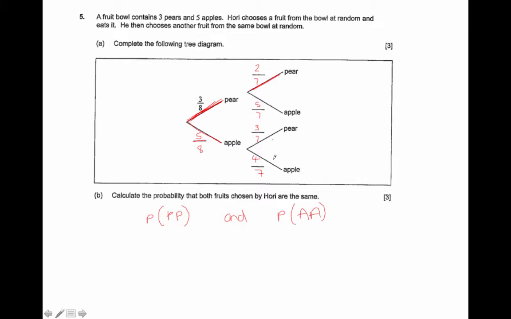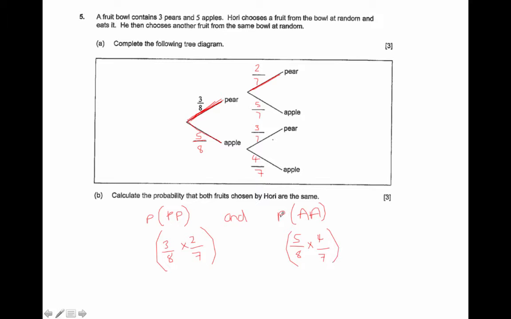When we're going along the tree diagram, we're multiplying because it's this and this, this and this. So 3 out of 8 times 2 out of 7, that would give us probability of pear, pear. And probability of apple, apple would be 5 out of 8 times 4 out of 7.